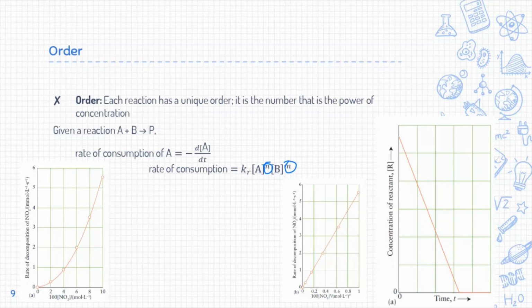So if, for example, N was equal to 2, then it would be second order in A. If M was equal to, let's say, 1, then it would be first order in B. And if N was equal to 2 and M was equal to 1, then it would be second order in A, first order in B, and third order overall.